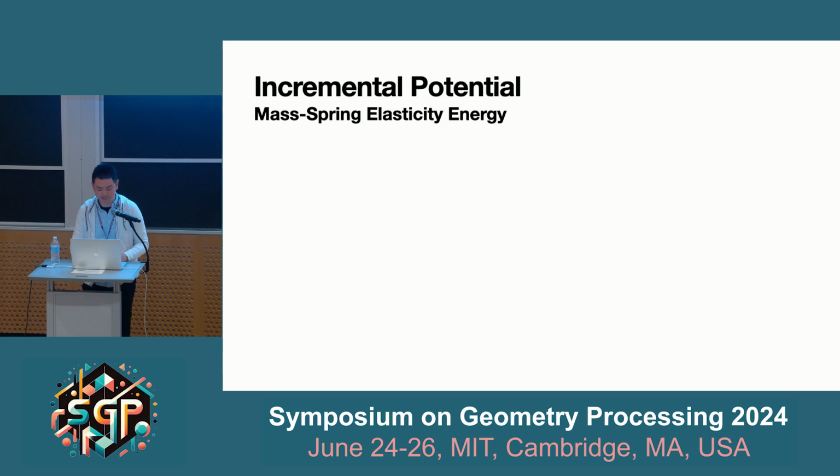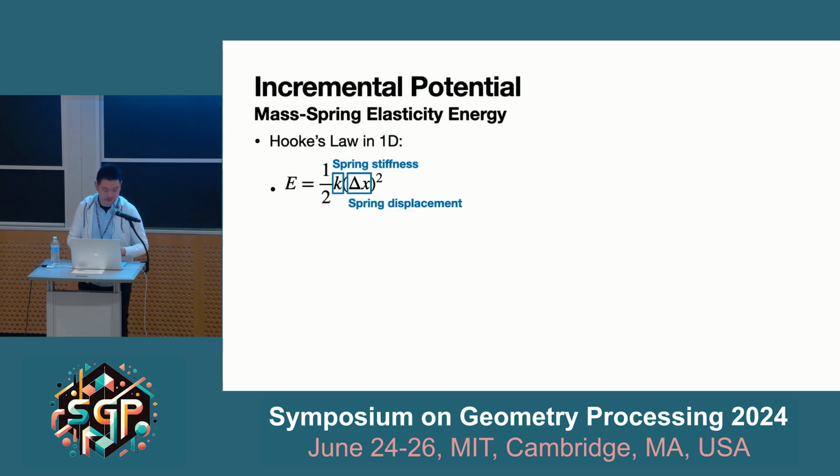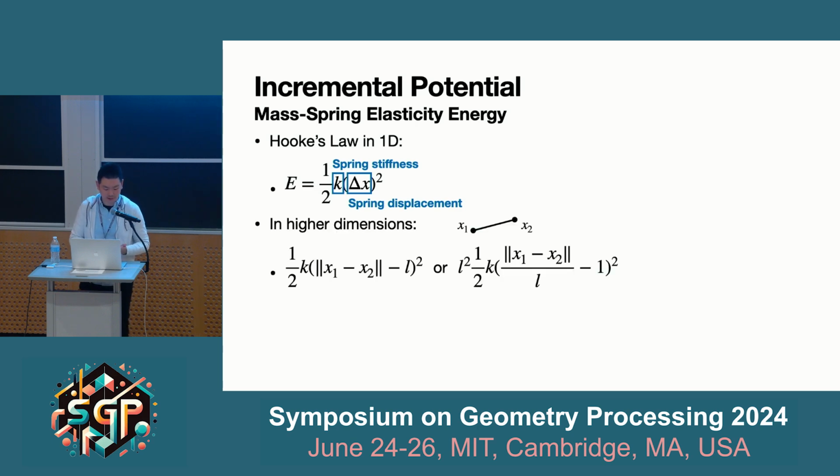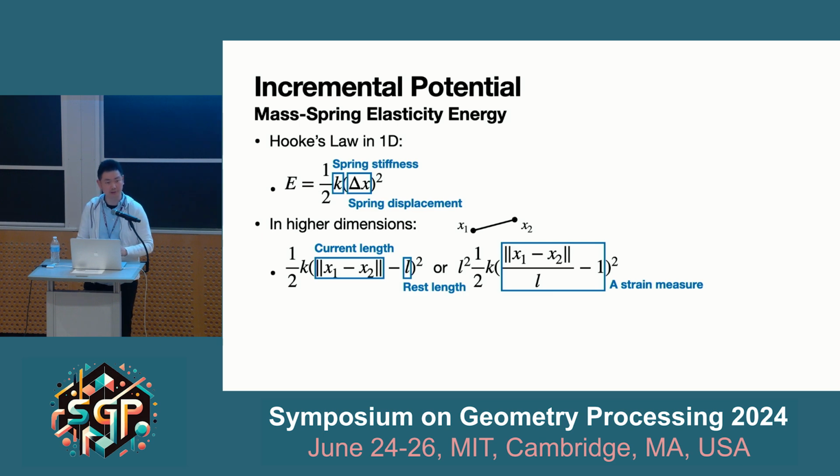So next, for the mass spring energy, recall that in 1D, Hooke's law defines the elasticity energy of a spring as one half of its stiffness, K, times the spring displacement squared. And in higher dimensions, it's actually very similar, or say easy to extend. We can still calculate the current length between the two points using their current positions, and then subtract the rest length to get delta x, the spring displacement, and square it to calculate the energy. Or we could also write it in another form where we divide its current length by its rest length and subtract 1 to create a strain measure, where 0 means no deformation, and deformation increases as the strain value increases.